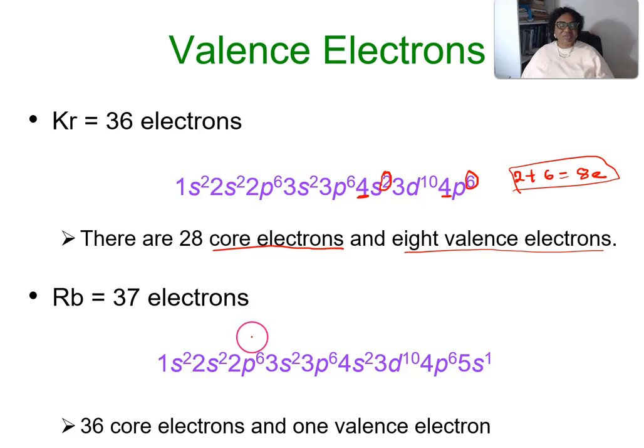Let's look at rubidium. It has 37 electrons. 1s2, 2s2, 2p6, 3s2, 3p6, 4s2, 3d10, 4p6, 5s1. So the highest energy level is 5, and the number of electrons it has there is 1. So the core electrons are 36, and the valence electron is 1. So that is how you can determine the valence electrons.